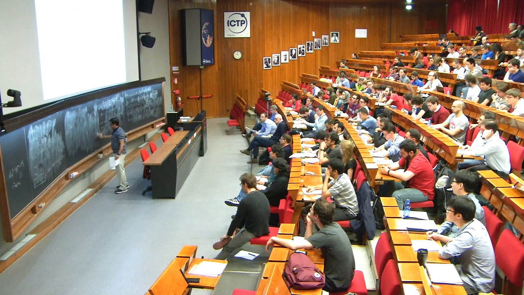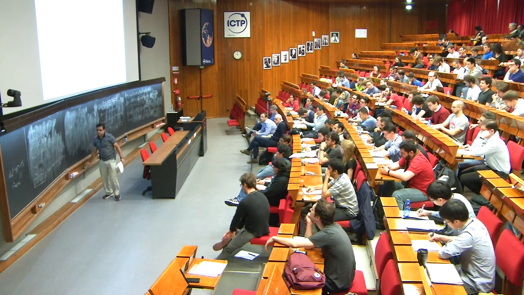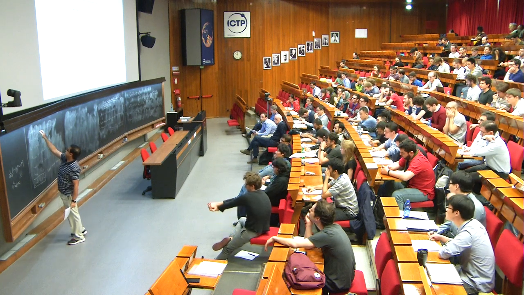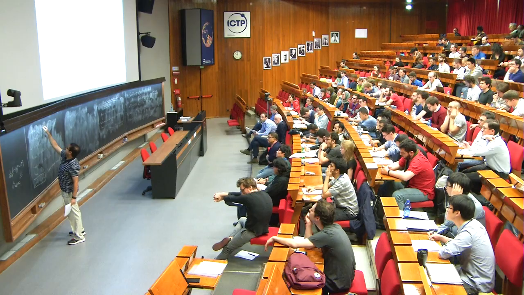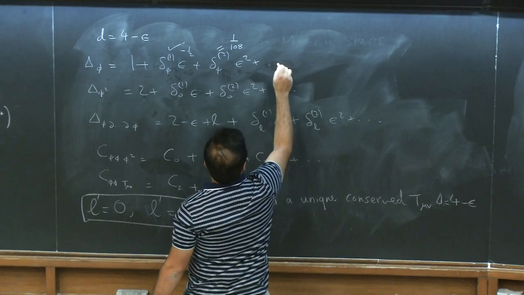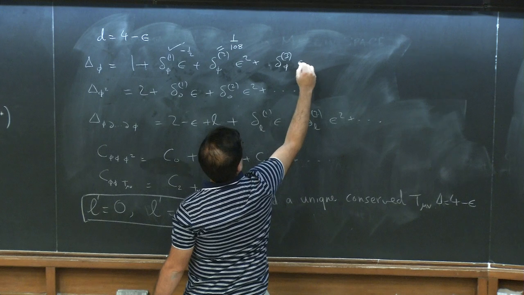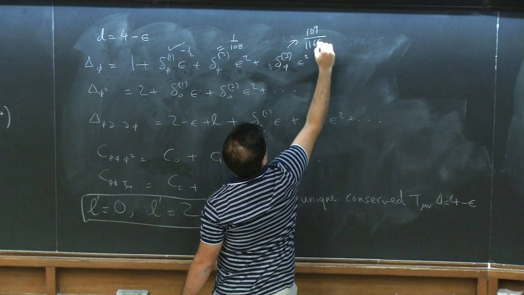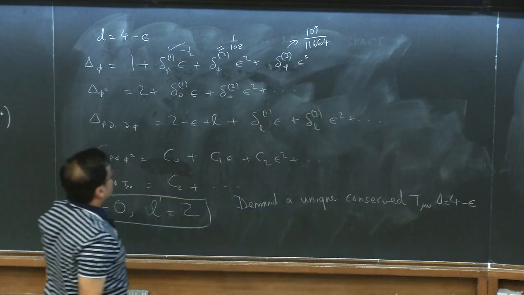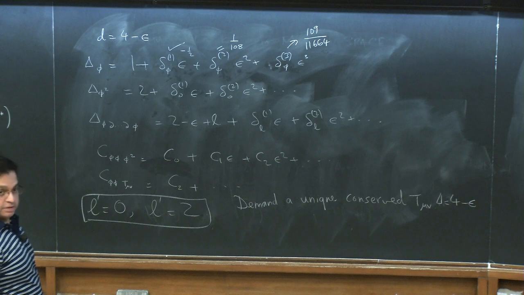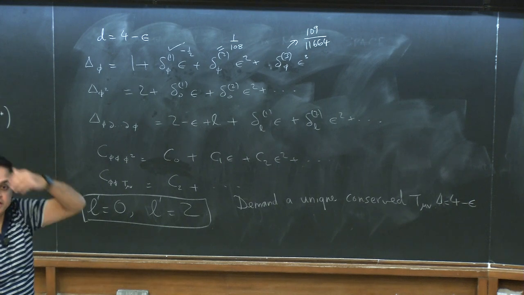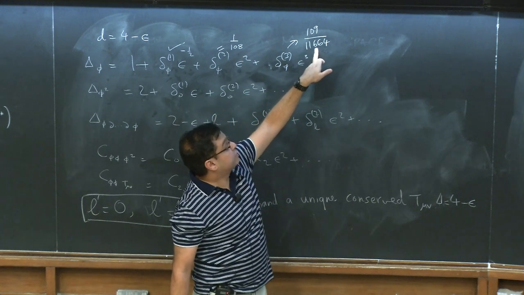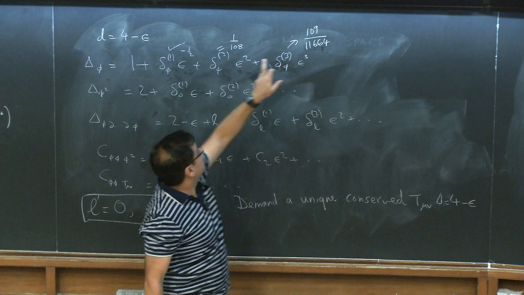Looking at L prime equal to 0 and L prime equal to 2 is sufficient to fix this to be equal to minus half, this to be equal to 1 over 108, and also delta phi 3 epsilon cubed. This number is known to be 109 over 11,664. All these numbers come out from this analysis. And Atish, if you're there in the audience and still awake, this was the point that I was trying to make. This is 1 over 108. This is 109 over 11,664. So this is roughly speaking the same as this.